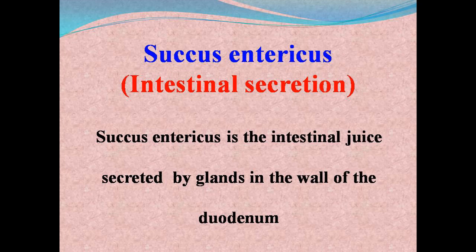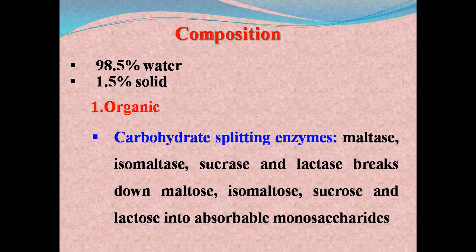Now come to the last digestive juice, that is succus entericus or intestinal secretion. Succus entericus is the intestinal juice secreted by the glands in the wall of the duodenum. Come to the composition of succus entericus: 98.5% water and 1.5% solid. Among the solid components, we have organic components and inorganic components.